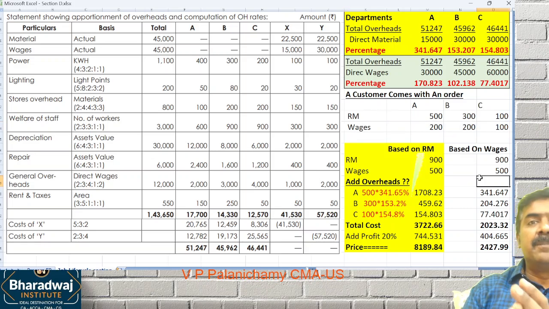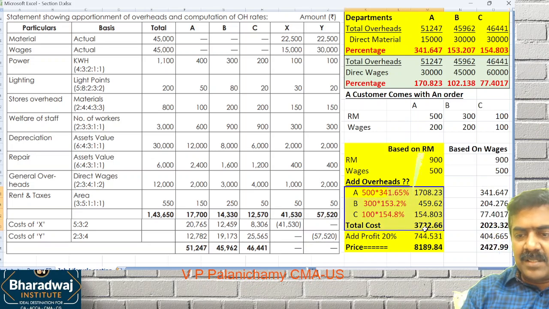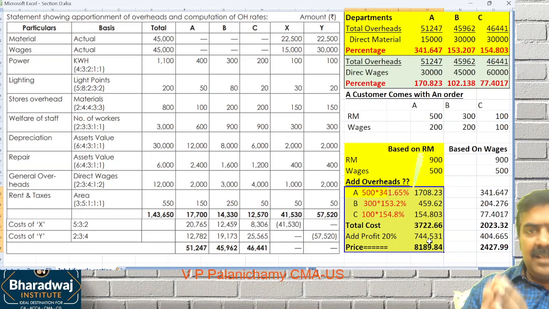So in a product, what is important? Material is important. Material is deciding the quality. Material will decide buying. Material is the most important value. Absorb the overheads based on which one? Material. Sir, material is okay.